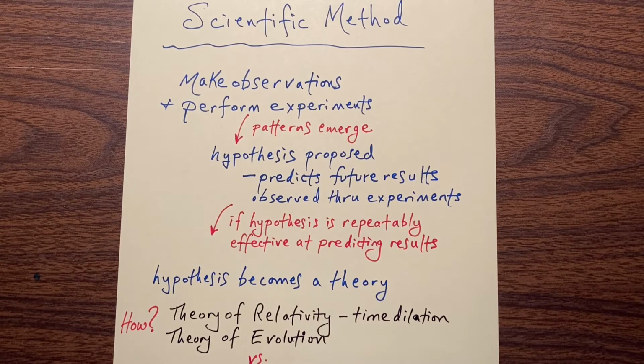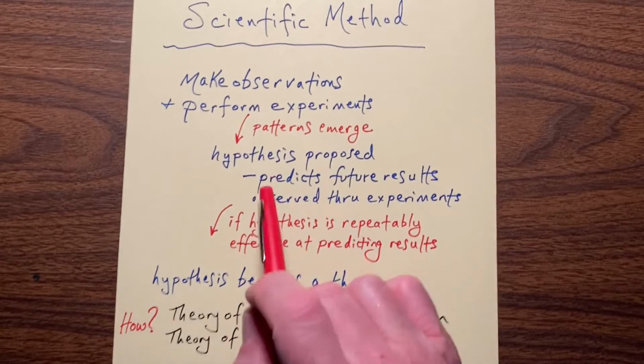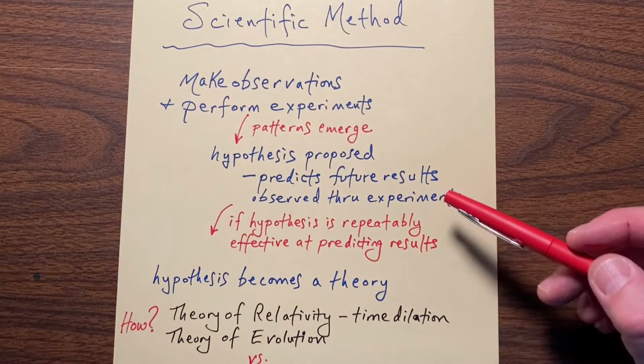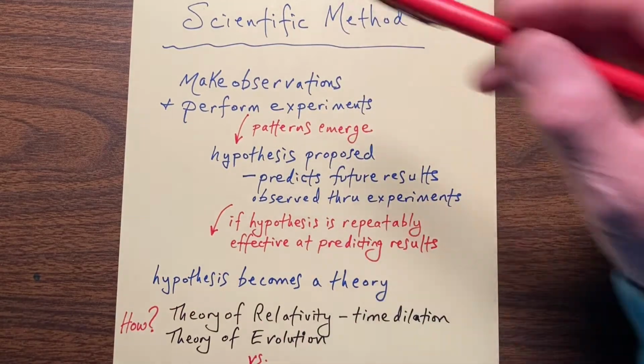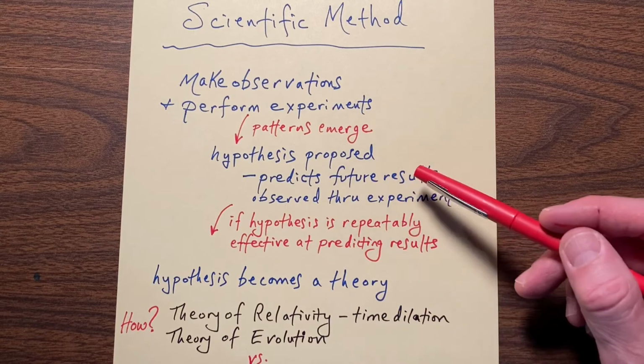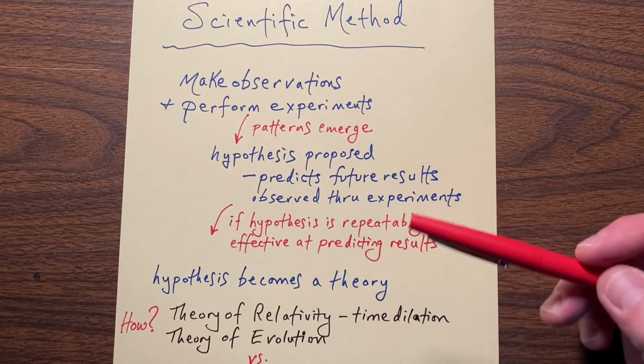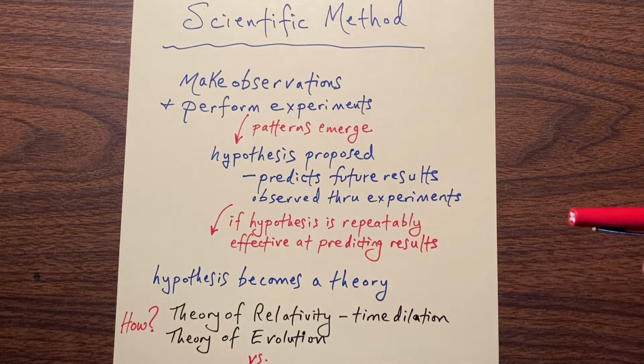But if you observe patterns and you come up with a hypothesis, it is an if-then statement. If something is true, then this will happen. So a hypothesis will predict future results, and you can observe those future results by doing more experiments. So the scientific method is a cycle. If you find that the results of your experiments are repeatable, or the hypothesis predicts future results reliably, then it becomes what's called a theory.